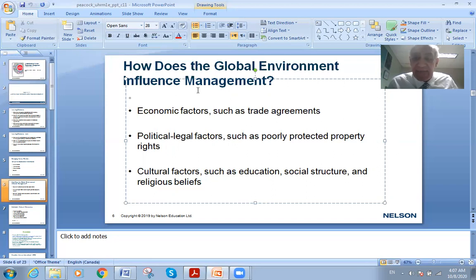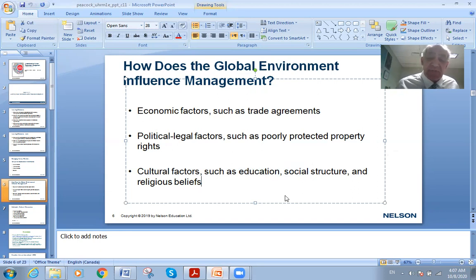The same thing applies to poorly protected property rights. The rights of property are protected in some countries, while they are not covered very well in other countries. The cultural factors are also different, such as education. The level of education in Canada is not like the level of education in some countries in Africa. Slightly different.